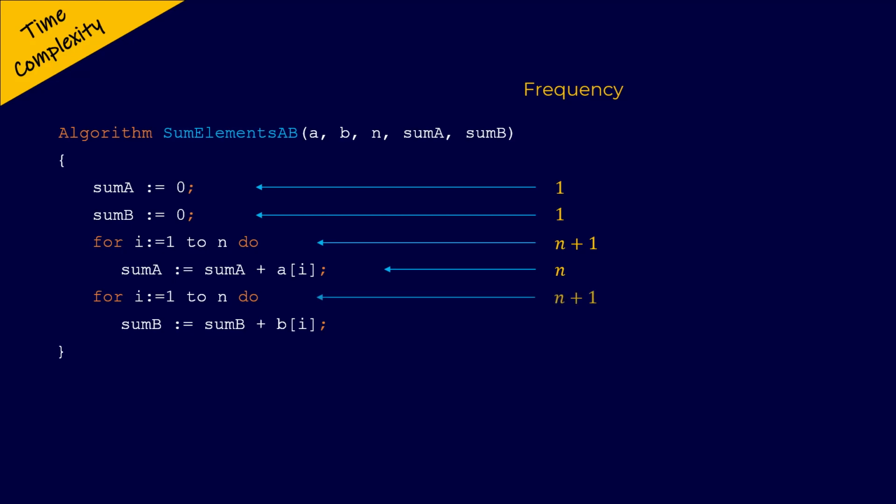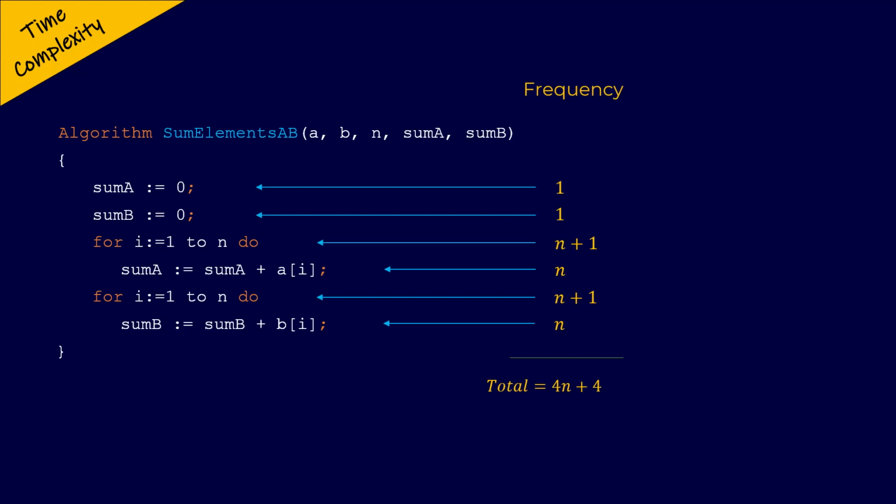Then we have another for loop for i 1 to n that will execute for n plus 1 times, and the statement inside this for loop to compute the sum of elements of array B will execute for n times. Therefore, the step count of the entire algorithm will be 1 plus 1 plus n plus 1 plus n plus n plus 1 plus n, which is 4n plus 4.